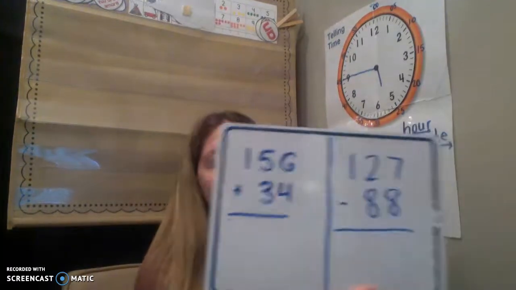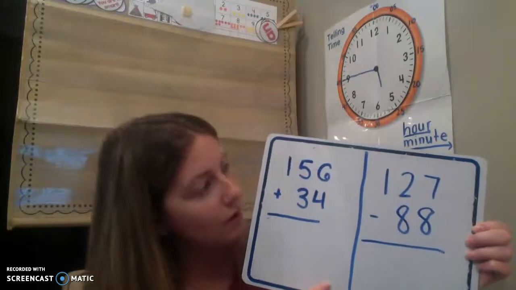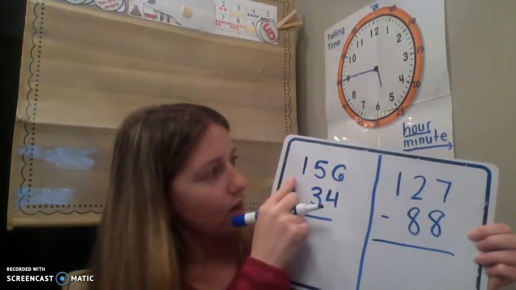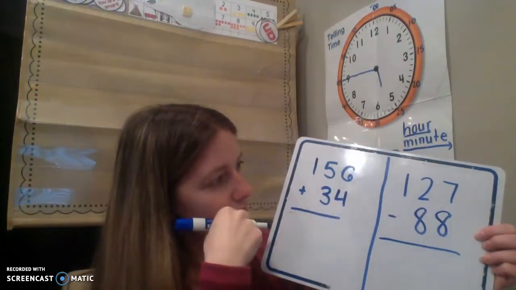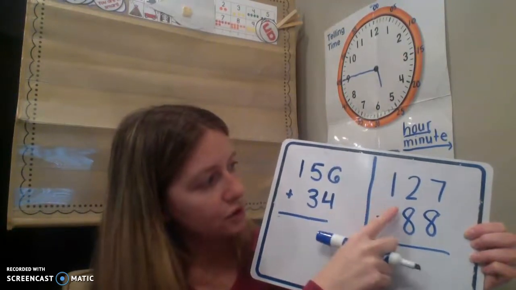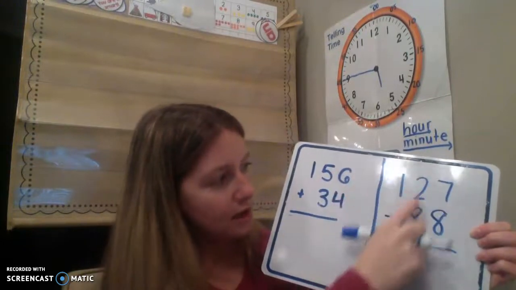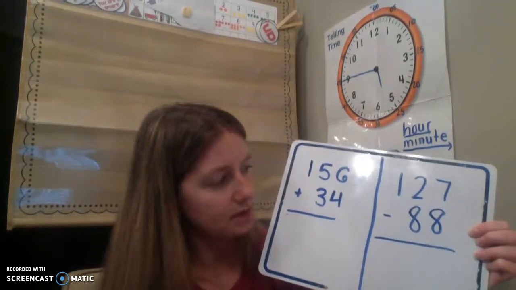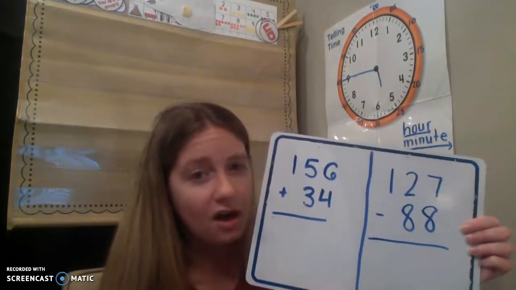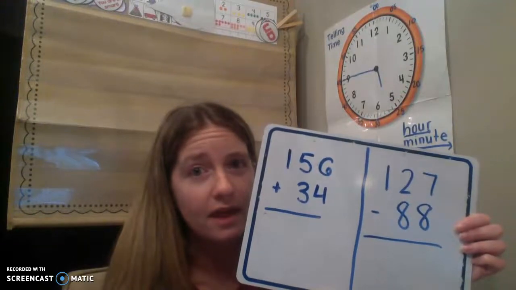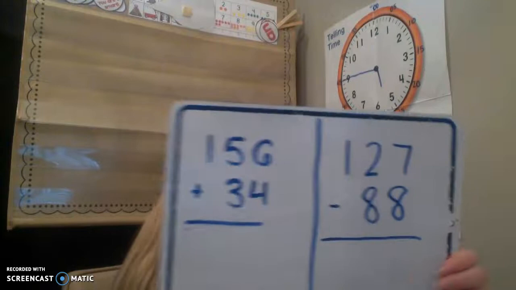All right, here are your problems that I want you to solve. So go ahead and write these down. 156 plus 34, 127 minus 88. Make sure you line up your ones and your tens, and then go ahead and give it a try and solve those problems. I'll give you a few minutes and then we will come back and check them. Go ahead and start solving.